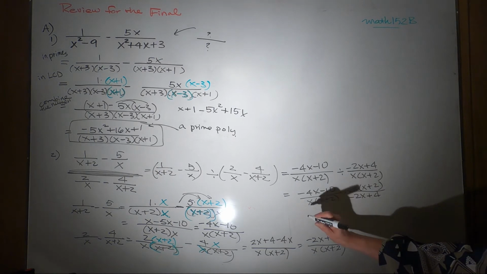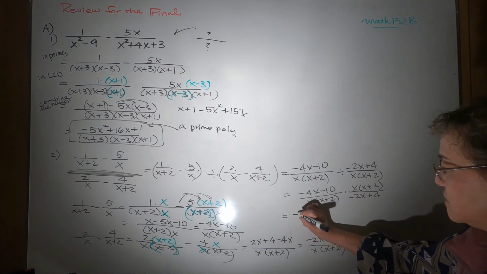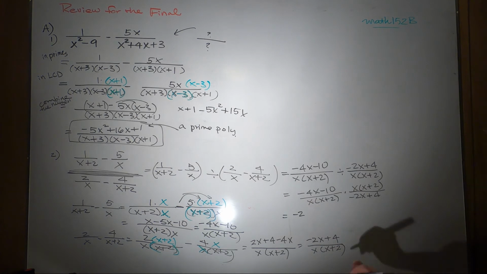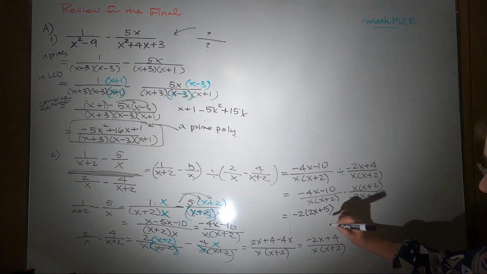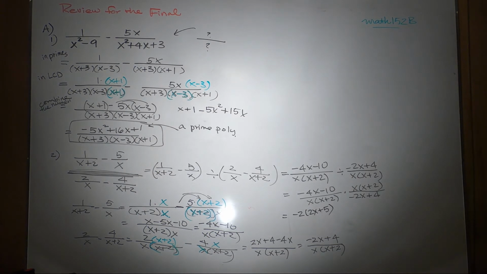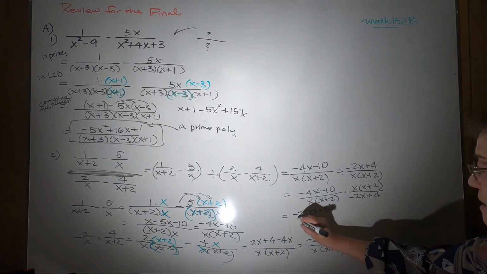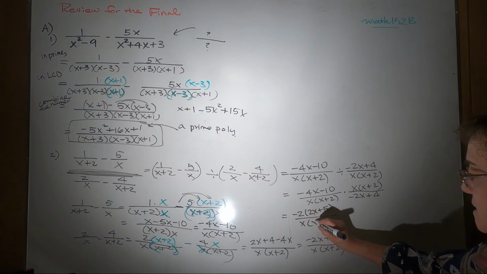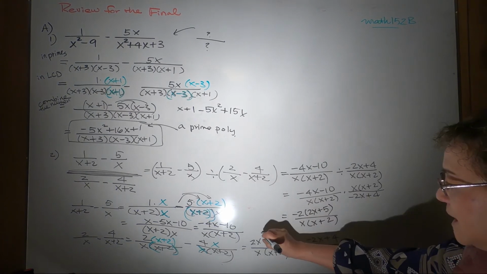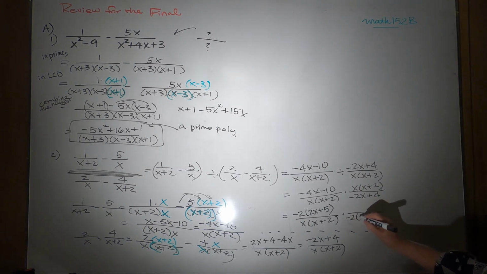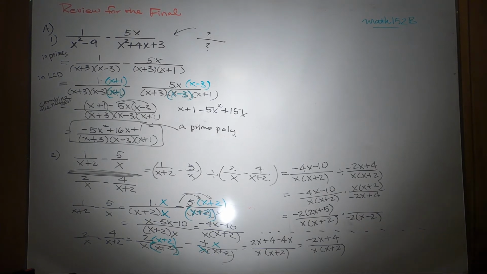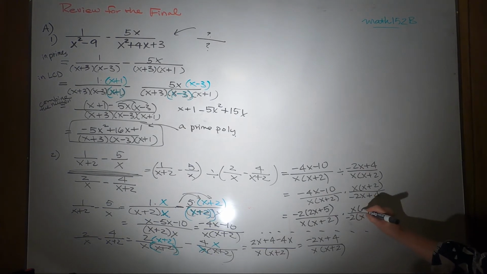So is this a prime? Not really. You need to take a negative 2 out, right? That would be what? 2x plus 5, right? Okay, over x plus 2, right? Then times negative 2 out, x minus 2, right? Because the leading term is negative, so you do that.